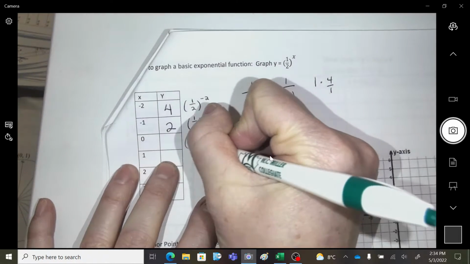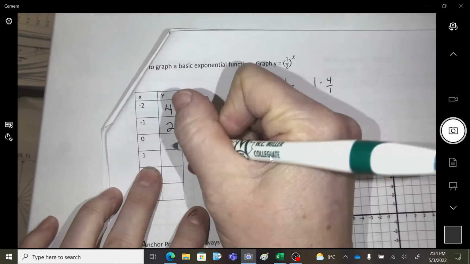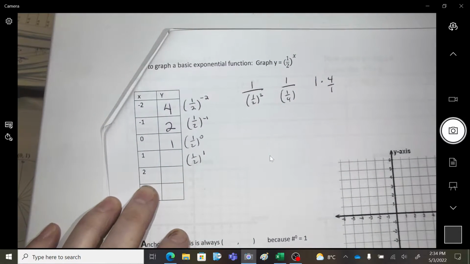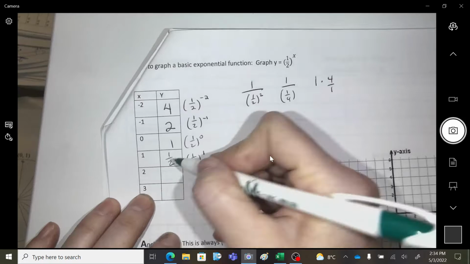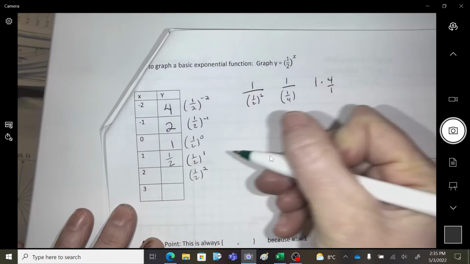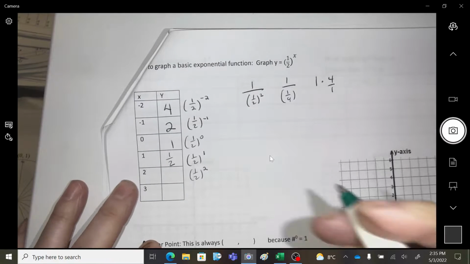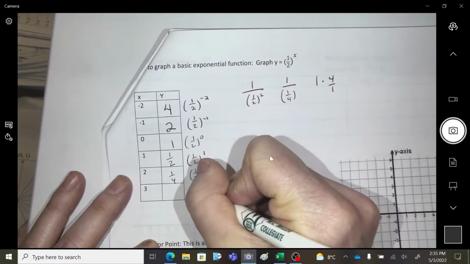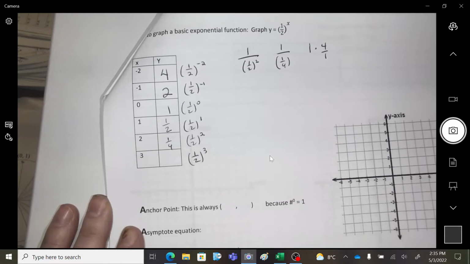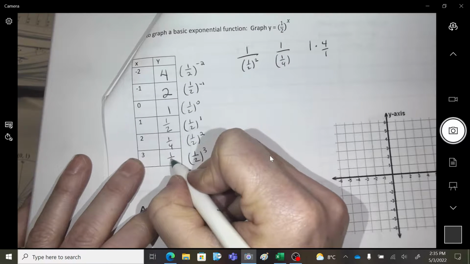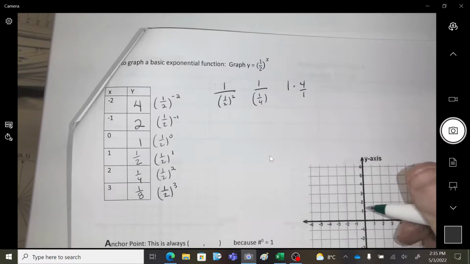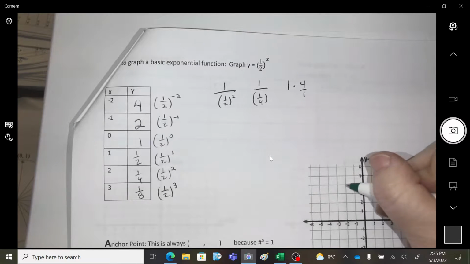What's 1/2 to the 0? 1. What's 1/2 to the 1? Keep the same, right? That's the rule with 1. What's 1/2 squared? 1/4. What's 1/2 cubed? 1/8. Yep. Okay, so let's graph those coordinates.